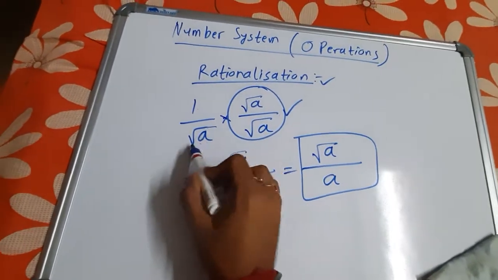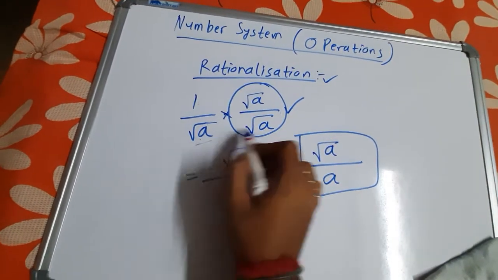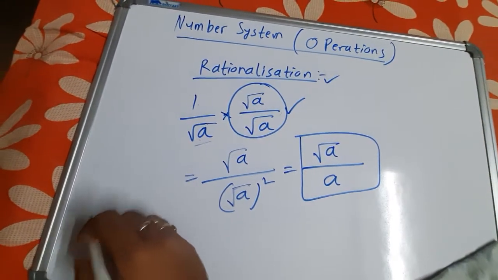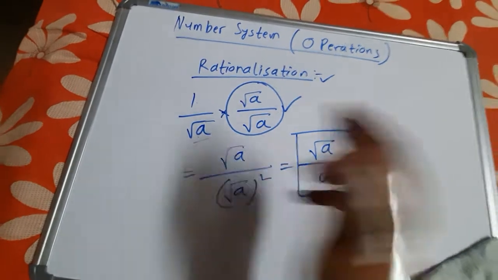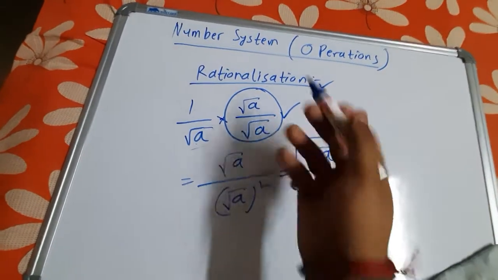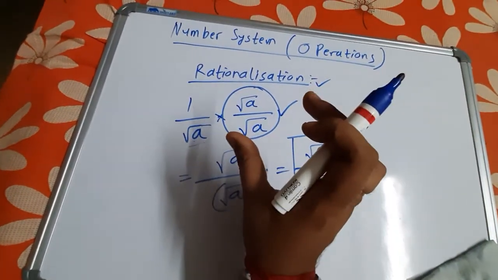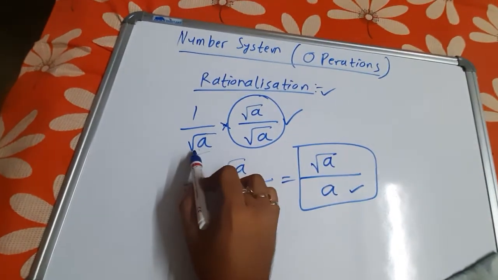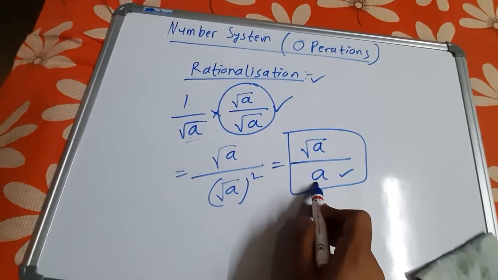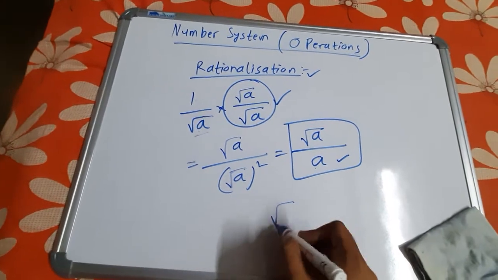Okay, multiplying both numerator and denominator by this thing is known as rationalization. This process is known as rationalization because we rationalize the denominator. What is the meaning of rationalization? We are converting an irrational part to a rational part. See, the denominator was irrational, now we converted it into rational, because we know that root means irrational.